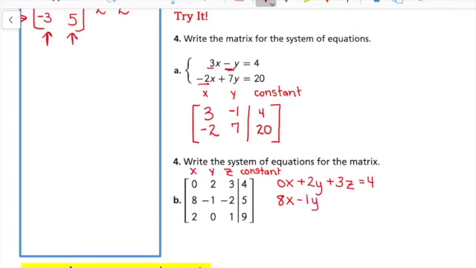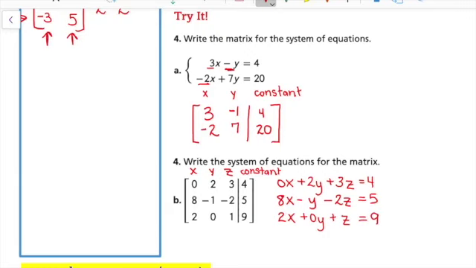Repeat, 8x minus 1y. Remember, we don't actually have to have that 1 there because 1 times y is just y. Minus 2z equals 5. And then last, 2x plus 0y plus z. So again, 1z is just z, equals 9.